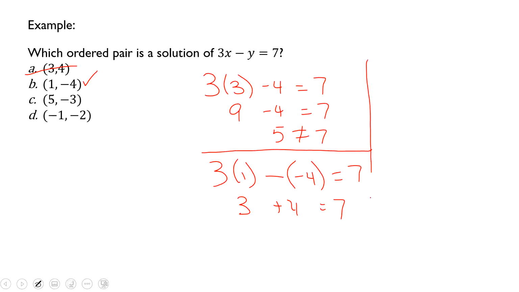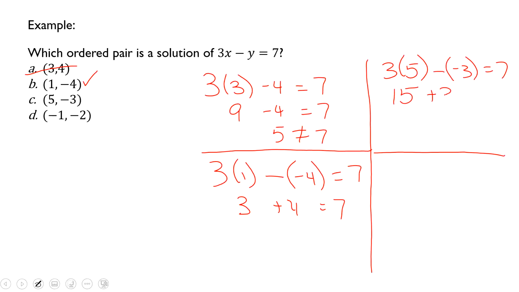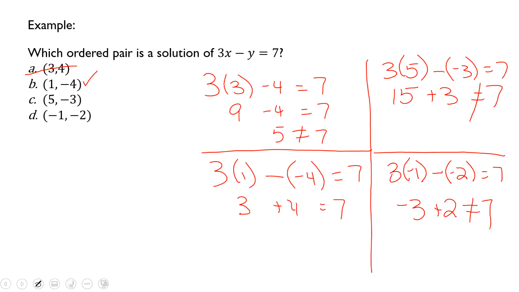Let's do our third one over here. 3 times 5 minus negative 3 equals 7. This becomes 15 plus 3. And we know that that does not equal 7 because it's already over 7, and we're adding 3 to it. Then our last one is 3 times negative 1 minus negative 2 equals 7. This becomes negative 3 plus 2. That does not equal 7. So our only answer there is B.